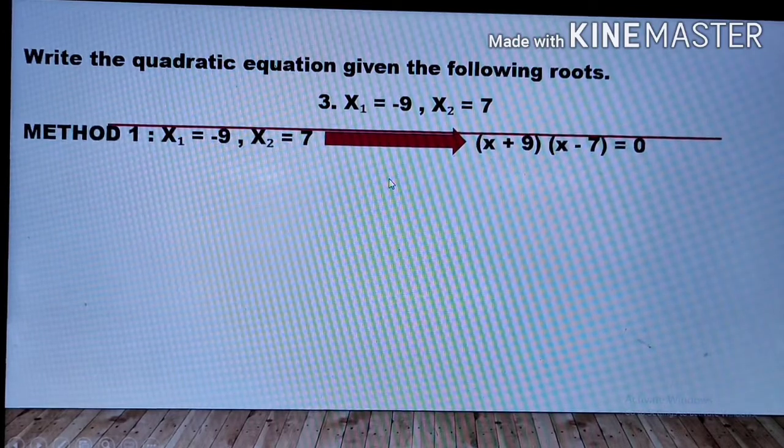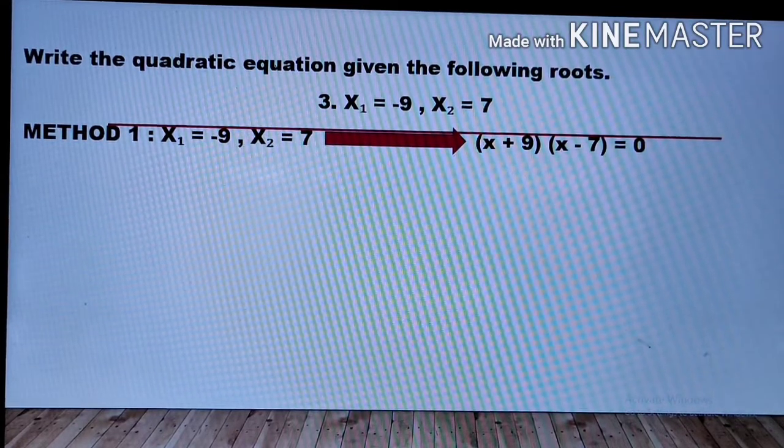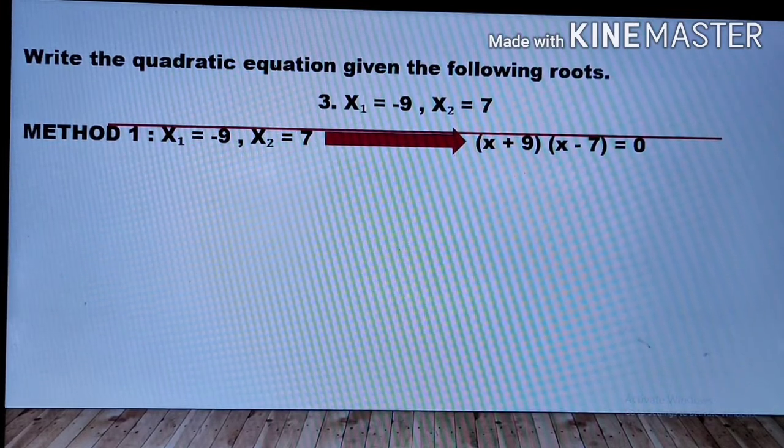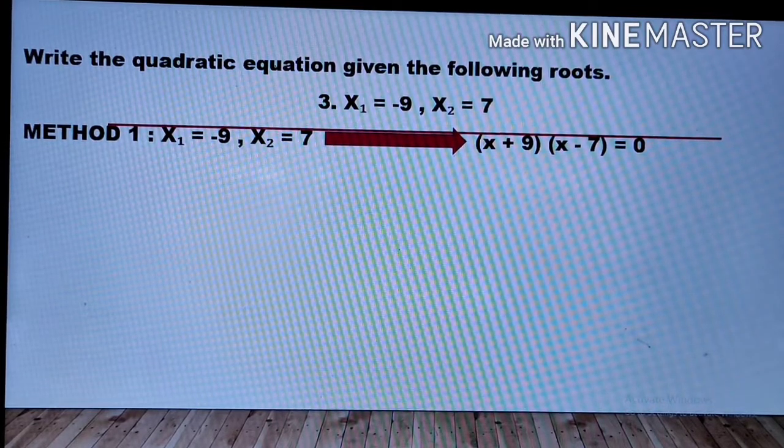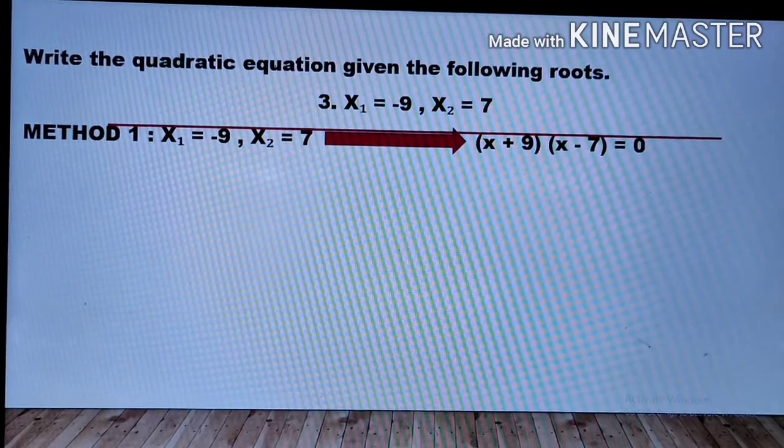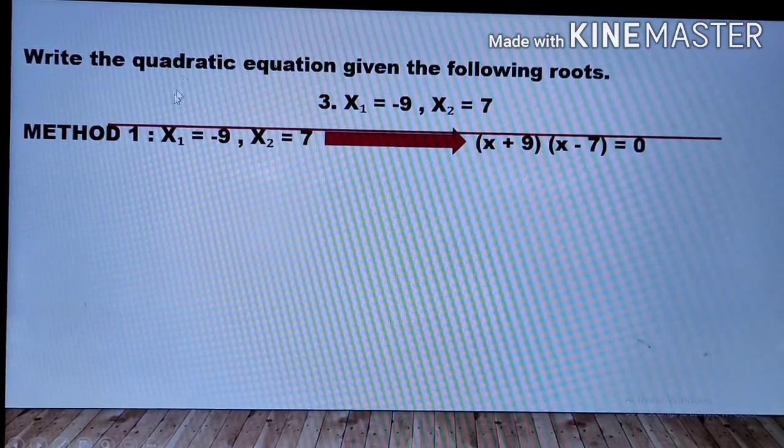So, meron dalawang methods na pwede mong sundin. So, it's up to you kung alin bang sundin mo. Method 1 ba or method 2. Ipapakita ko lang sa inyo ang dalawang method. Kayo na ang pumili kung alin dito ang gagawin nyo, ang ipa-follow nyo. Okay, so method number 1.